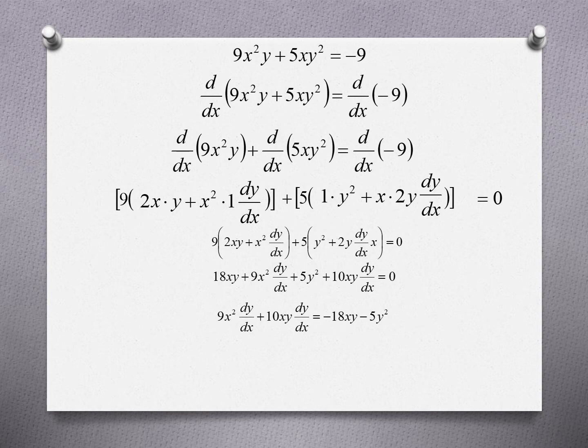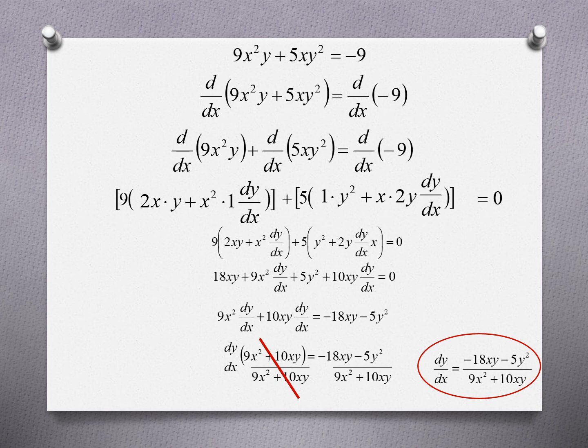Now I can continue on. I'm still trying to get dy dx by itself, so I can factor that out and show what's left behind. All I did was factor that out and leave what was left behind inside the parentheses. Now I can divide both sides by that factor, 9x squared plus 10xy. And of course, as I intend, that 9x squared plus 10xy on the left cancels. And so I'm just left with dy over dx on the left, which is my objective. I have dy over dx all by itself. So that's my solution. This is the derivative of my original equation.